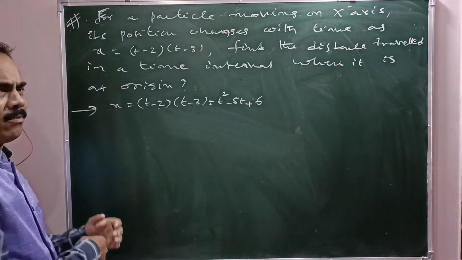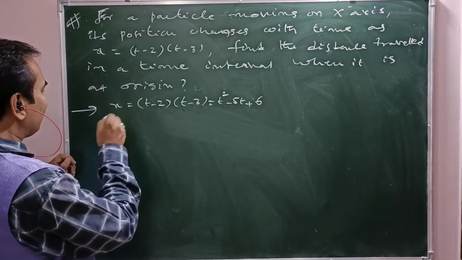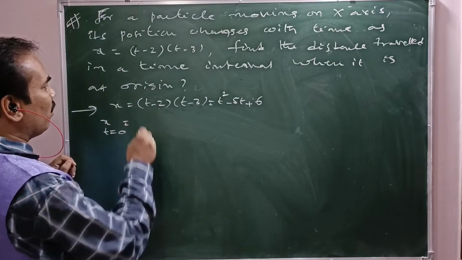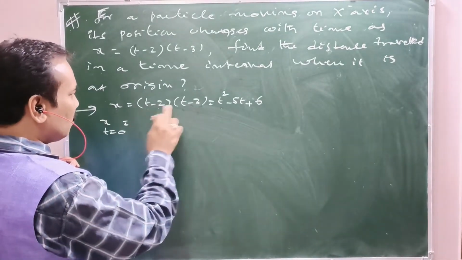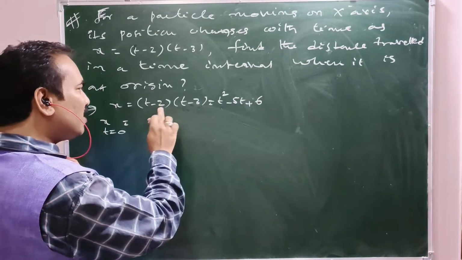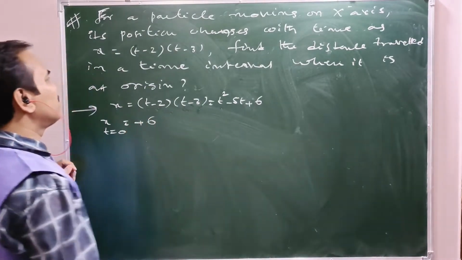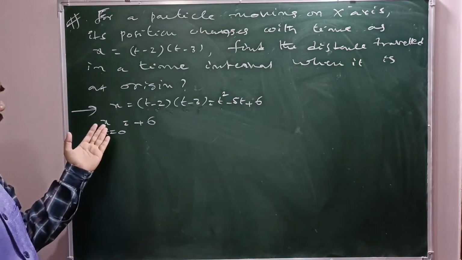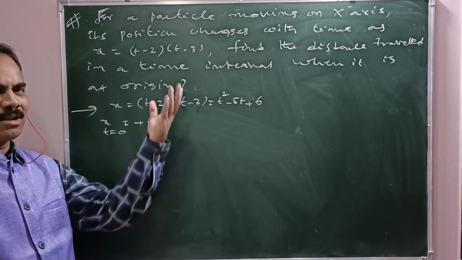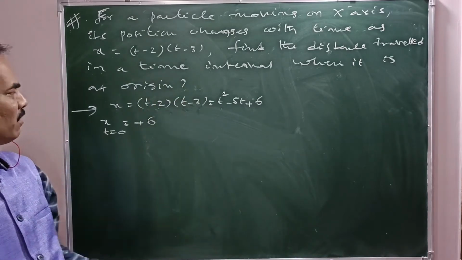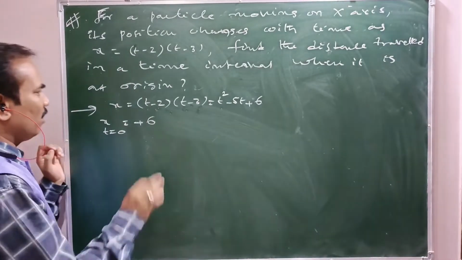Now let us check what is the position of the particle at t equal to 0. Substitute 0: 0 minus 2 is minus 2, 0 minus 3 is minus 3, and minus 2 into minus 3 means plus 6. Position at t equal to 0, the initial position, is plus 6. Whether it is centimeters or meters or millimeters we don't know, plus 6 units as an example.